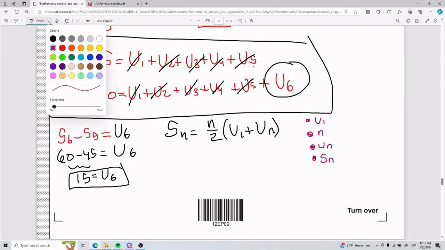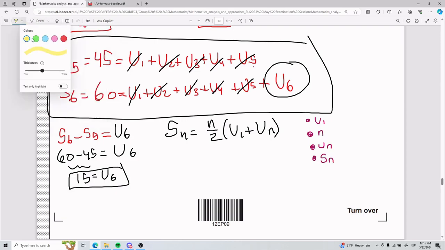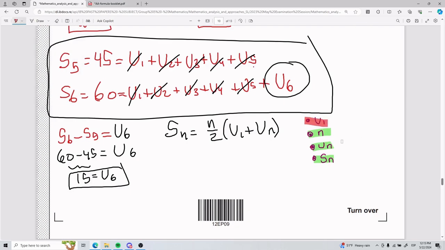And so if you find a way to plug in, for example, this, this, and this, then you only need to solve for U1. Okay, so that's the game plan that we're going for now. Is there a way where I can plug in the other three and get U1 alone?